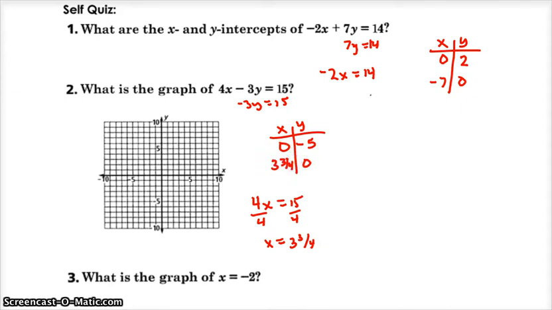Now I move over to my graph. I'm going to go over 0, down negative 5, and then I'm going to go over 3 1/4, up 0. So I'm going to go just close to 4. So 1, 2, 3, and then almost to 4. I'll put that point. And now I'll connect with my line.